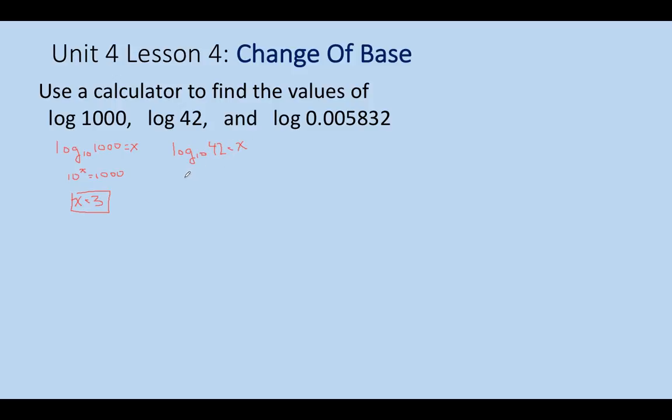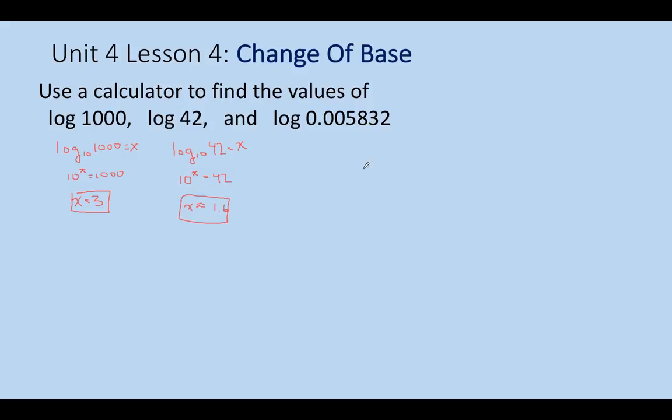Now log of 42, that would be log base 10 of 42 equals what? Again, I'm thinking 10 to the what power equals 42. Well, 10 to the first power is 10, that's too low. 10 to the second power is 100, that's too big. So it's somewhere in between 1 and 2. So here's where we go to our calculator to get the exact answer. Go ahead and do log of 42, and you wind up with approximately 1.6.